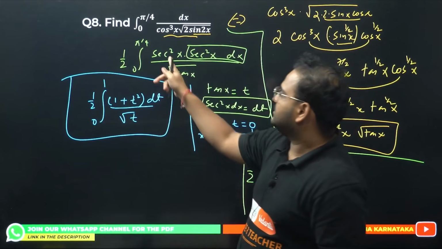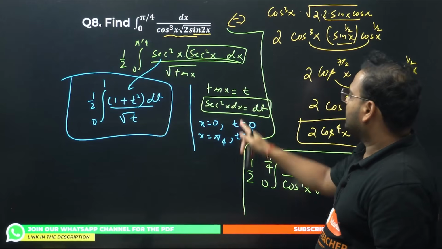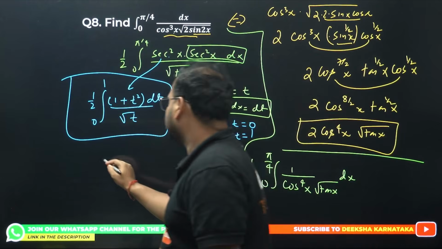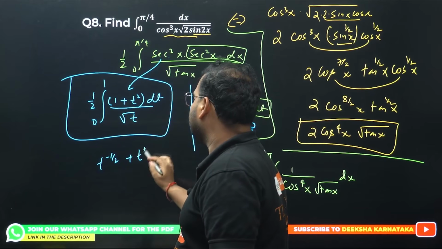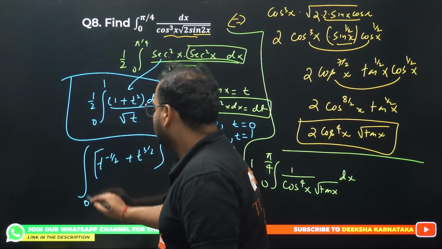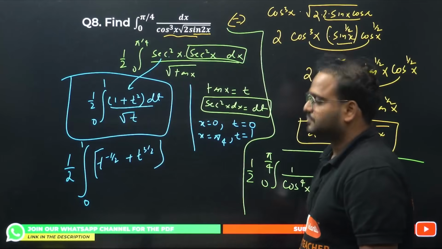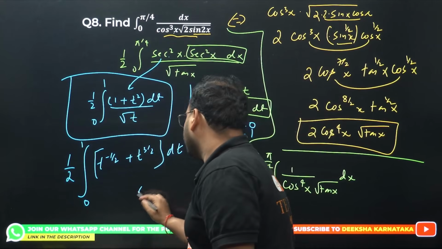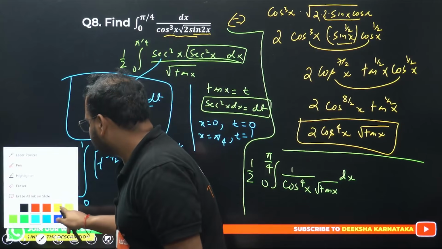Sec square is 1 plus tan square, and tan square is t square because tan x is t. Separate this, you'll have t power minus 1 by 2 and t power 3 by 2. Please integrate this from 0 to 1 with the constant 1 by 2 outside. Solve it, you will get a number. Solve this step and comment your final answer.